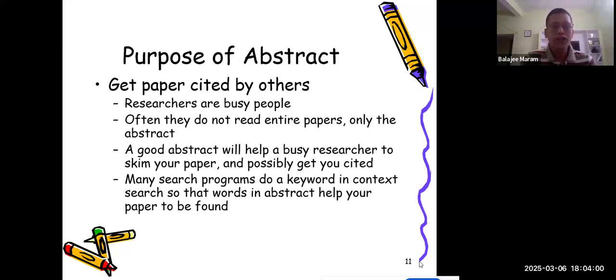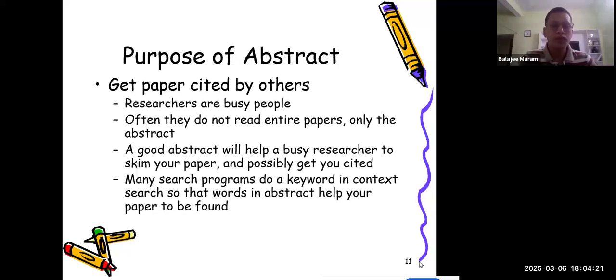So in such a scenario also, the abstract plays a vital role. When your abstract is attractive, definitely your paper will get citations. Citations means your paper will be referred to by many researchers and many readers.